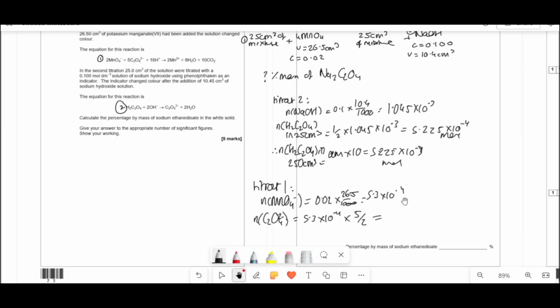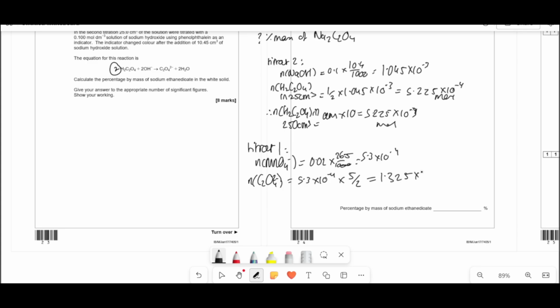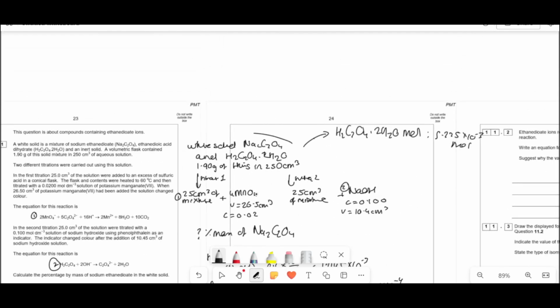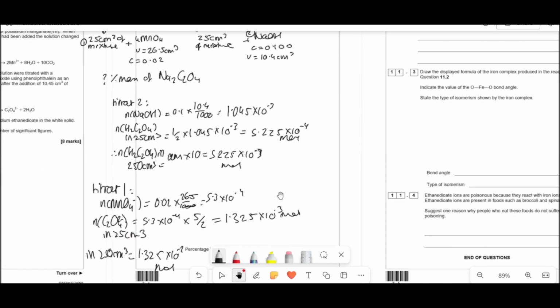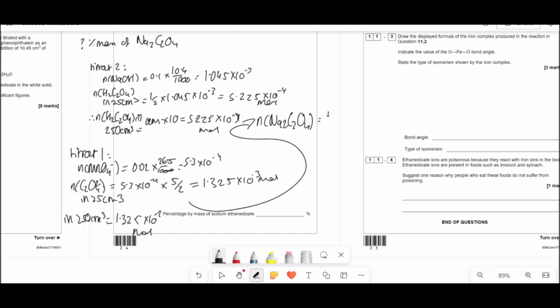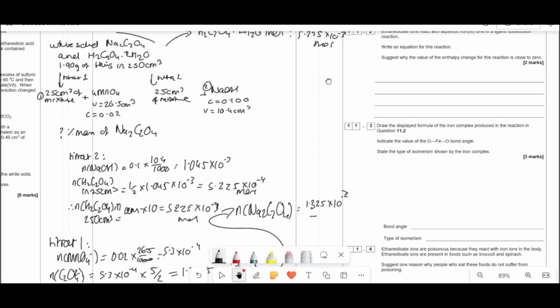If we do that, we get 1.325 times 10 to the minus 3 moles, but this is in 25 centimeters cubed. So in 250 centimeters cubed, it is going to be this times 10. So 1.325 times 10 to the minus 2 moles. Now that means all of these C2O4 2 minuses from our little flowchart came from both of these. So that means that the moles of the Na2C2O4 must be this, the 1.325 times 10 to the minus 2, minus the one that we definitely know.